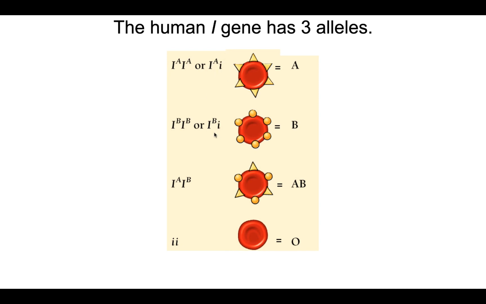Because in this heterozygous state, IB with little i, you get red blood cells with the B glycoprotein. In a heterozygous state like IA with little i, you get a red blood cell with the A glycoproteins. So when you have a gene that has multiple alleles, you have to look at the relationship between each one in various pairwise comparisons.